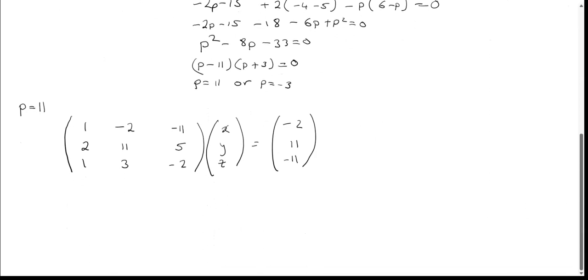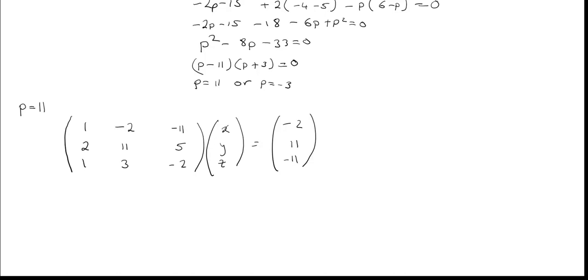Now the first thing you want to consider is, are any of these lines multiples of any other lines? So are two lines multiples of one another? We can see if we times 1 by 2, 1 times 2 gives us 2, but then -2 times 2 doesn't give us 11. So the first two are not multiples of one another.